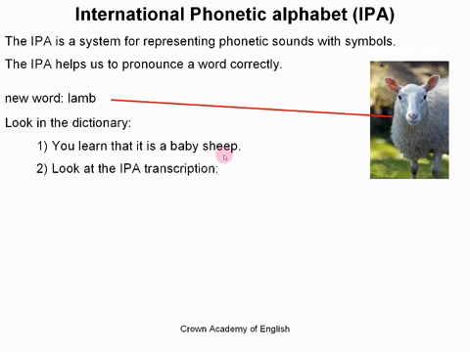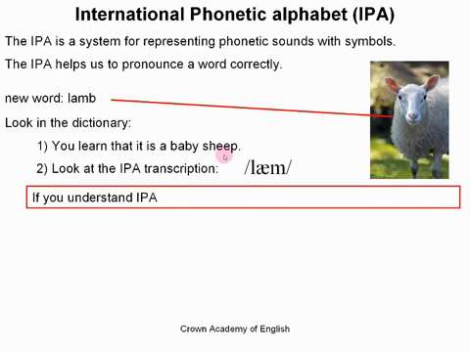Then in the dictionary, we look at the IPA transcription. Here it is. Okay, so this will tell us how to pronounce the word. And if we understand these symbols, then we will know the correct pronunciation of every word. So let's carry on with the example.